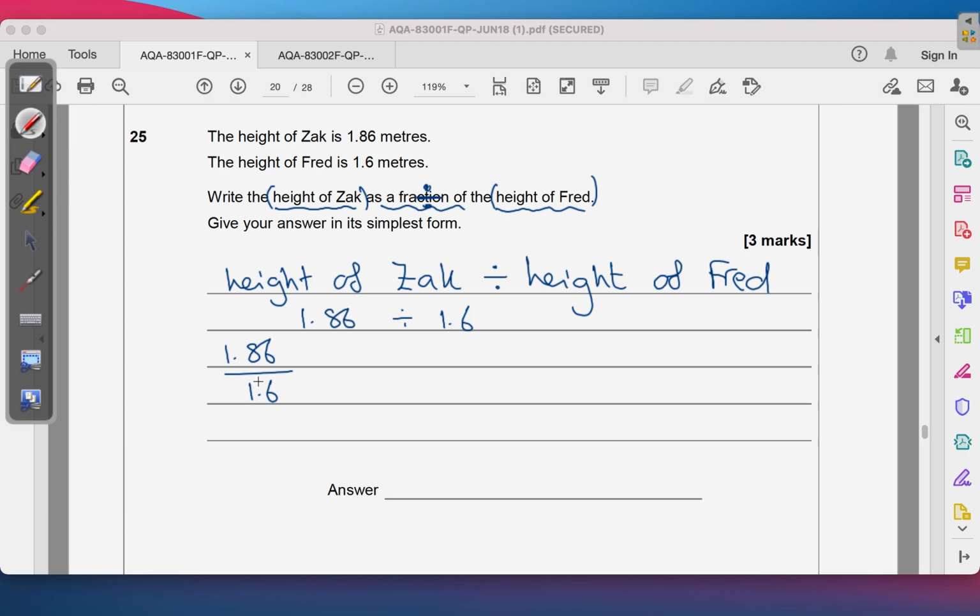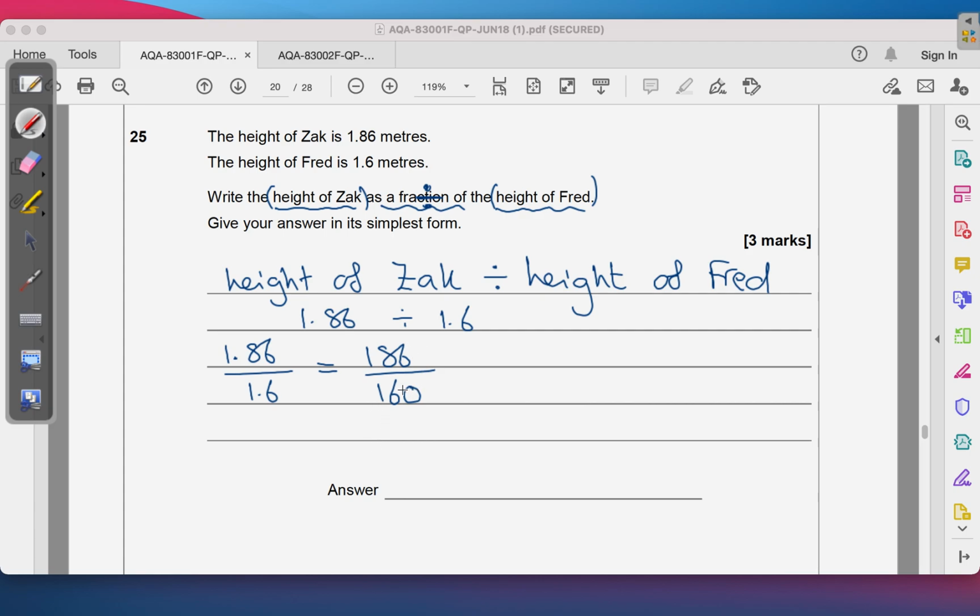Over 1.6. Okay, now it's not normal to have decimals within fractions. So to make this not a decimal anymore, I have to times it by 100, because I need to move this decimal point, not there, but there. So times by 100 on the top and bottom. 186, so that's going to go 1, 2 as well, so over 160.